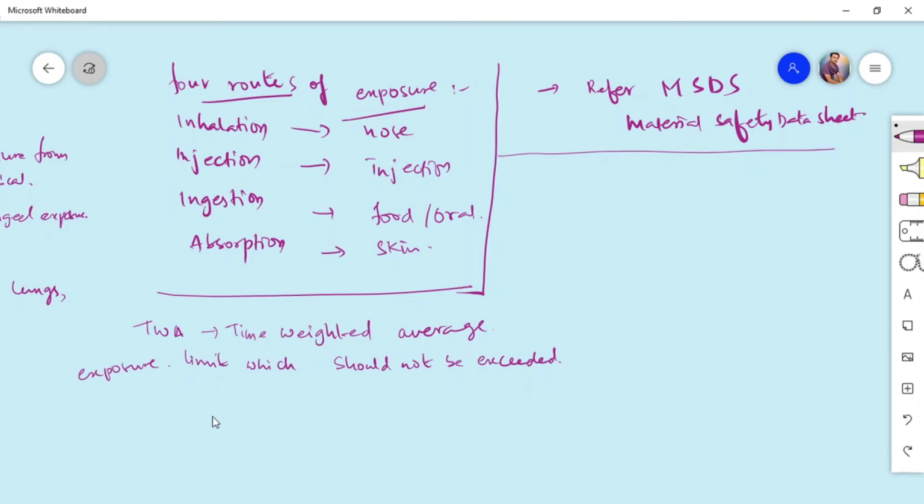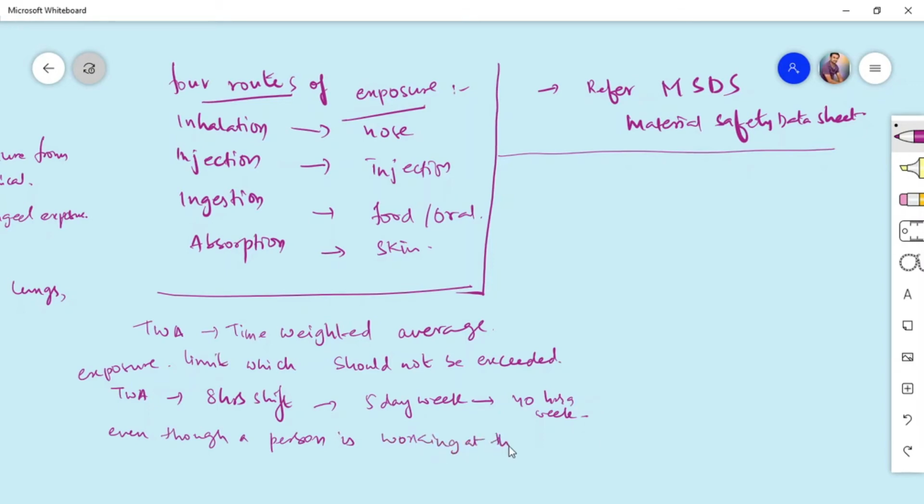This is the exposure limit which should not be exceeded. This TWA is calculated for an 8-hour shift, 5 days a week, so 40 hours a week. So even though a person is working at this limit, he will not have any adverse effects. So that is TWA.